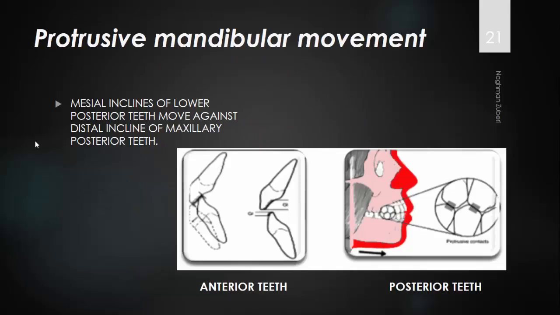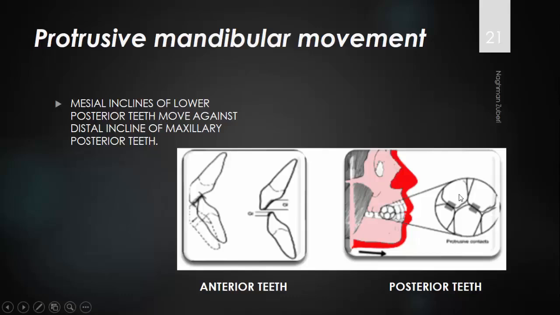In anterior, the incisal edges of lower anterior teeth will just be guided by the lingual fossae of the upper anterior teeth. They will come in contact and move forward to an edge-to-edge position. Whereas in posterior, the mesial inclines of lower teeth will move against the distal inclines of upper. The mesial of lower moves against the distal of upper.